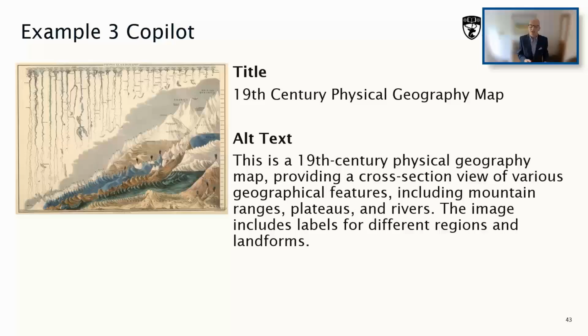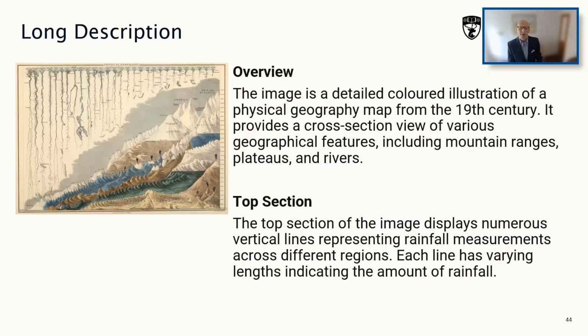Copilot suggests a good title, 19th Century Physical Geography Map. The alt text describing it as a 19th century physical geography map, providing a cross-section view of various geographical features, including mountain ranges, plateaus, and rivers, is pretty good too. Copilot broke down the long description into parts, which I'm sharing across 2 slides.